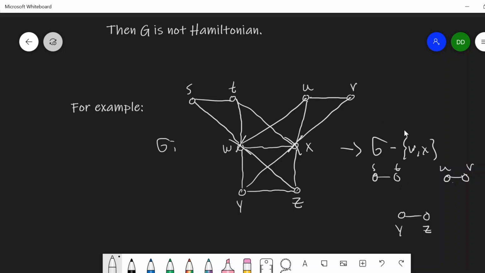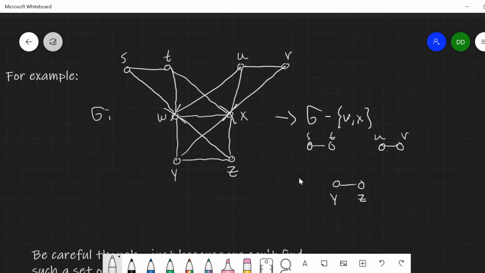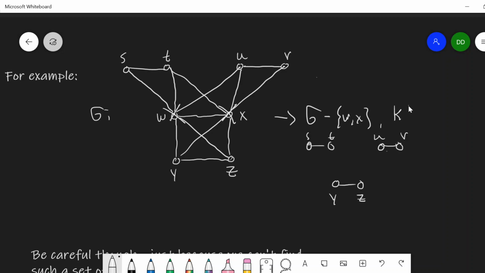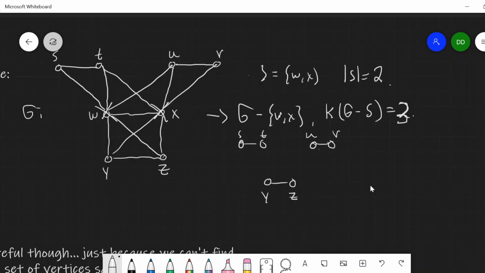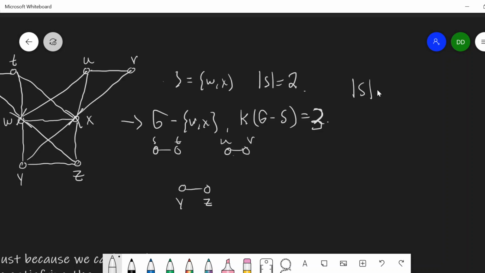And so the number of components there is 3, right? Let's say S is {W, X}. The number of components in G minus S would be 3, but the cardinality of S is 2. And so there we see the number of components left over is greater than the number of vertices that I removed. Together, here we have the cardinality of S strictly less than the number of components in G minus S. And so that implies that G is not Hamiltonian.